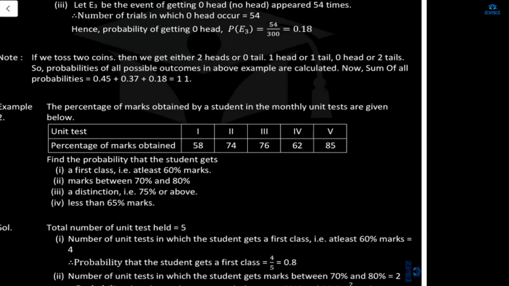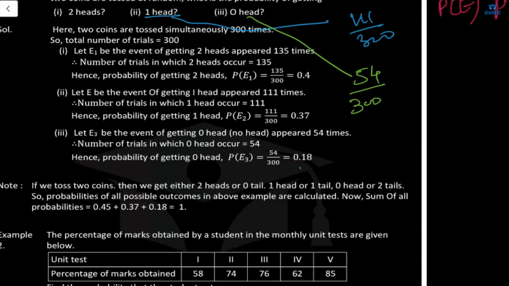Let him join. Okay, now if you add up all the three probabilities, you will get 1.